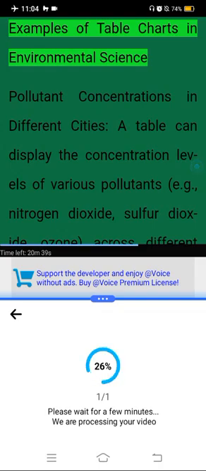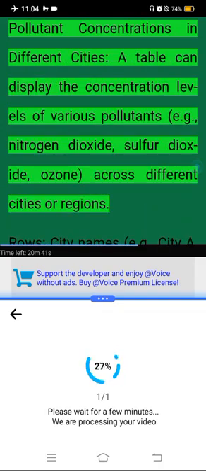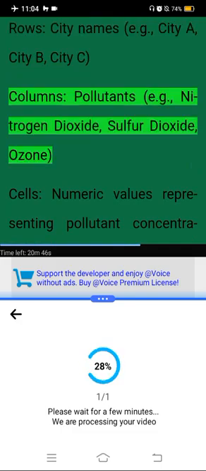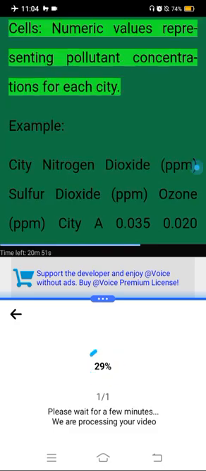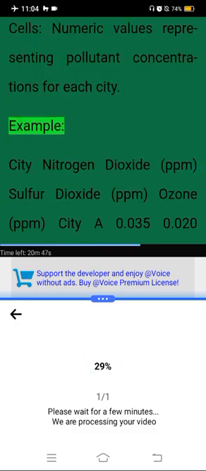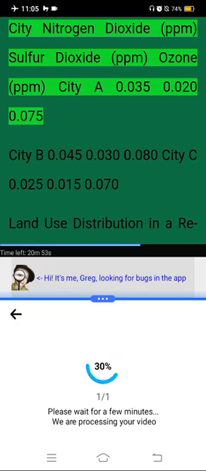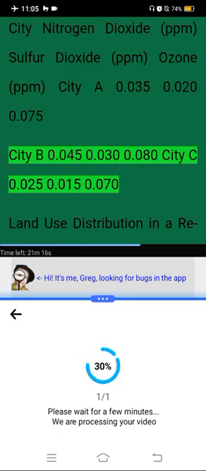Examples of table charts in environmental science. Pollutant concentrations in different cities. A table can display the concentration levels of various pollutants, e.g., nitrogen dioxide, sulfur dioxide, ozone, across different cities or regions. Rows. City names, e.g., City A, City B, City C. Columns. Pollutants, e.g., nitrogen dioxide, sulfur dioxide, ozone. Cells. Numeric values representing pollutant concentrations for each city. Example. City, nitrogen dioxide ppm, sulfur dioxide ppm, ozone ppm. City A: 0.035, 0.020, 0.075. City B: 0.045, 0.030, 0.080. City C: 0.025, 0.015, 0.070.